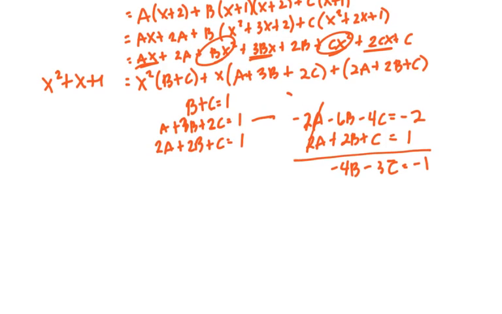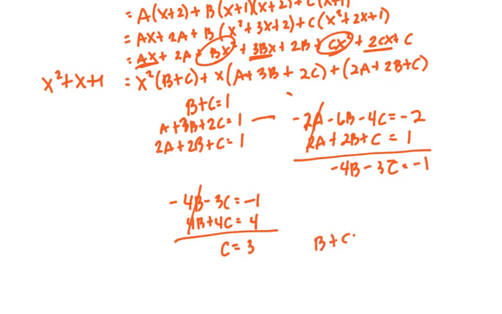Now I'm going to put that with the other one. So I have negative 4b minus 3c equals negative 1. I'm going to multiply the top equation by 4. So I have 4b plus 4c equals 4. So the b's cancel, and c equals 3. Now since b plus c equals 1, b plus 3 equals 1, so b equals negative 2.